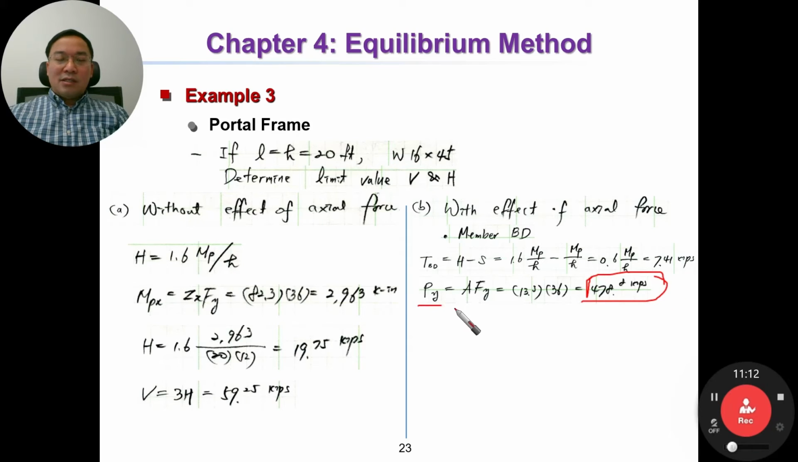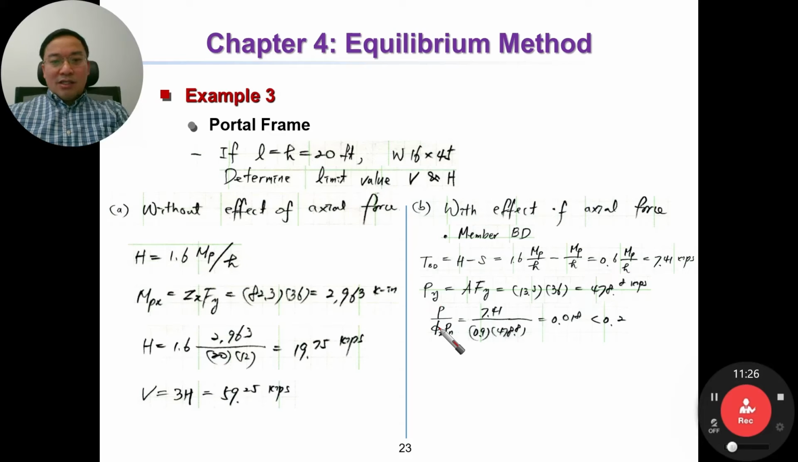It is the initial yielding, elastic limit load, okay. We check this equation, we check this condition. P over phi_t Pn smaller than 0.2, then this equation is used.